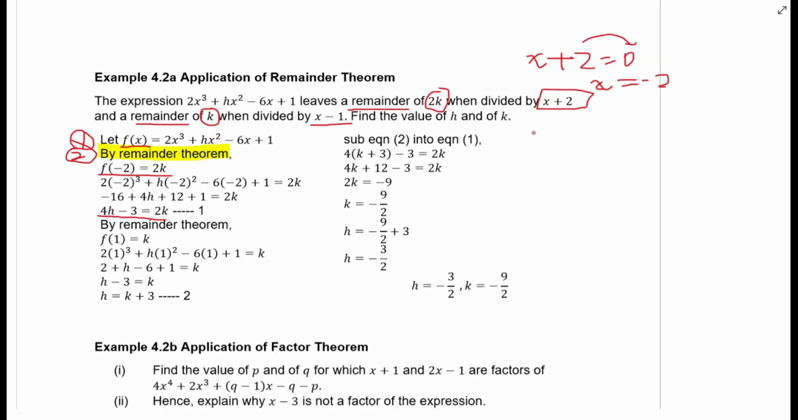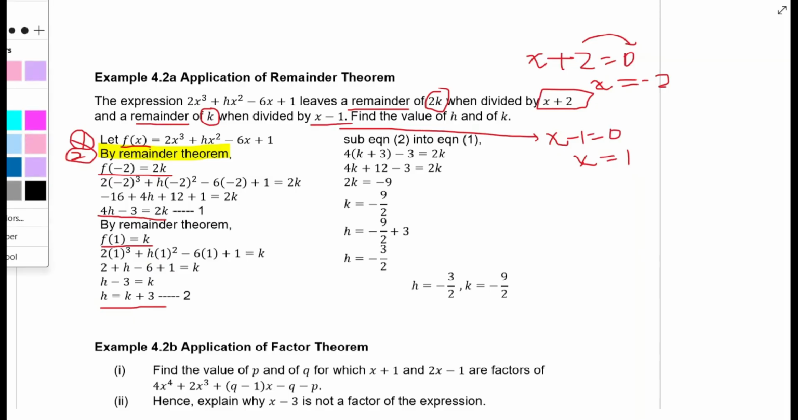So your second one, x minus 1, we can let it equal 0. And then shifting your 1 over, you'll get x equals 1. Now you can sub this x equals 1 into your f(x) to get your second equation. So that's why here you have f(1) equals k, because you equate it to your remainder of k. Expand out all of these on the left hand side, and you will end up with your second equation, h equals k plus 3.